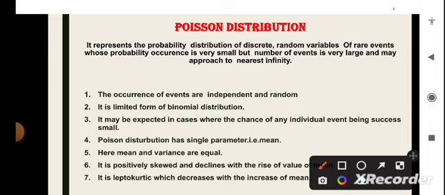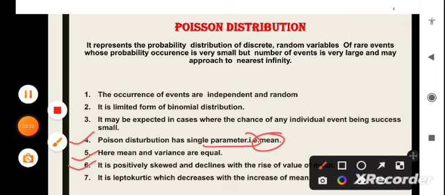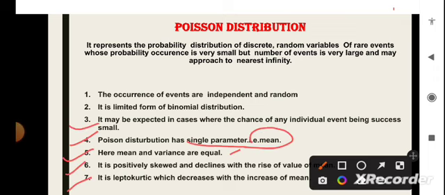small. Fourth, the Poisson distribution has a single parameter, that is mean. Fifth point is that here the mean and variance are equal. Sixth property is that it is positively skewed and it declines with the rise of the value of mean. Seventh is that it is leptokurtic, which decreases with the increase of mean. We will know this term in the upcoming next video.